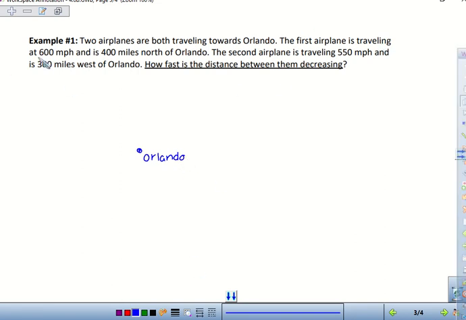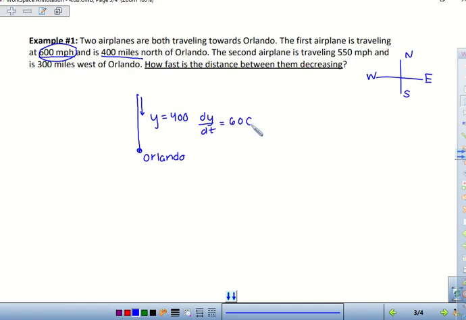The first airplane is traveling at 600 miles per hour and is 400 miles north of Orlando. So you guys all know what a compass looks like. North is up, south, west, and east. So north is above us. So here's the plane, and it's coming toward Orlando. So we're going to call this y equals 400, but the rate at which y moves is what? 600. So we call that dy/dt, right? Oh, wow, that makes sense.